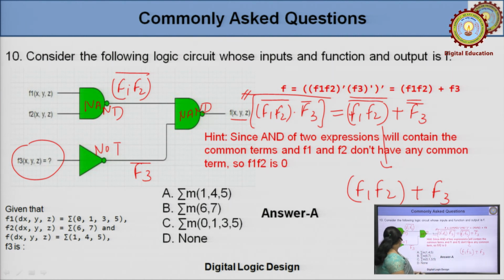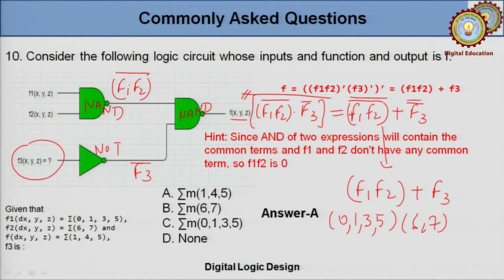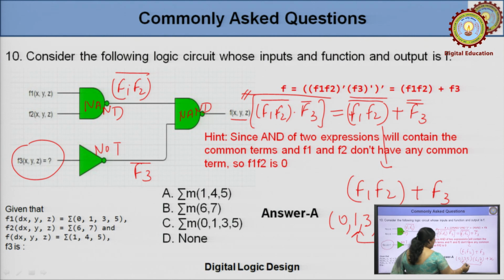Now what is f1? F1 is 0 1 3 5, and what is f2? 6 7, and what is f3? F3 is, let's suppose I have to calculate the value of f3, so I am assuming it as x, right? So now these two terms are AND. I just told you that if you AND two expressions, it gives you the common term. Now look here, there is no common term. So if there is no common term, what will be the output of f1 f2? Say it, it will be zero. So this will become 0 plus x is equal to f.